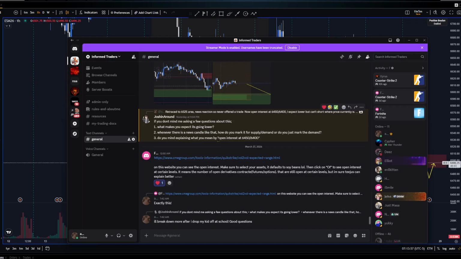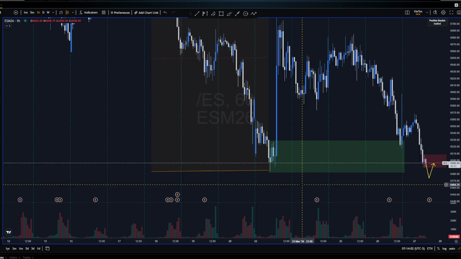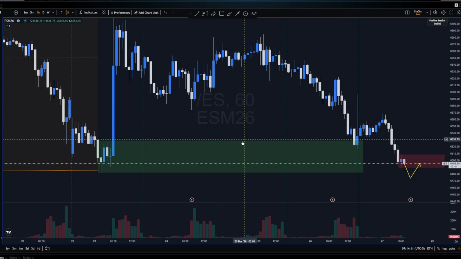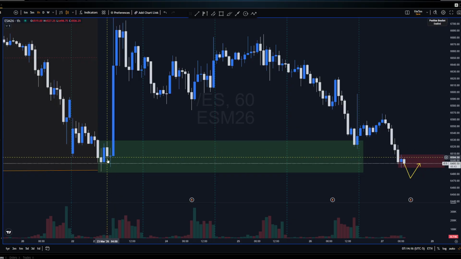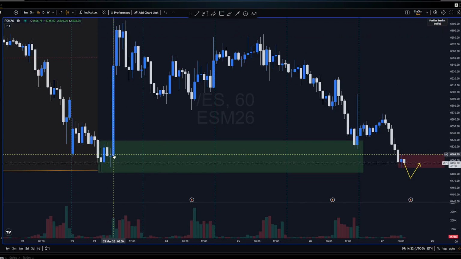The last question is, do you mind explaining what you mean by open interest? We went over that. As was said in the Discord, open interest is just the amount of open positions in that price zone. If I buy, say right here at 6,500, I buy 5 and price goes up and I sell 2, open interest is 3 at 6,500. So it gives us an idea of where the actual open positions are. It's different than volume. Volume tells us how much is transacted at a price. This tells us who's still interested in that price.